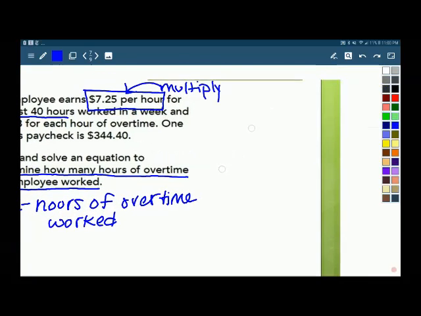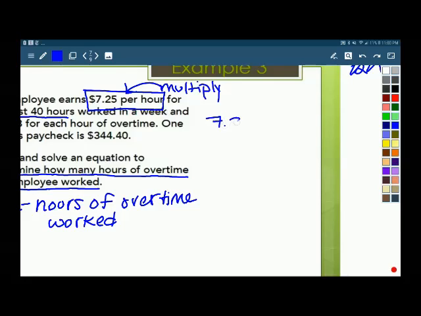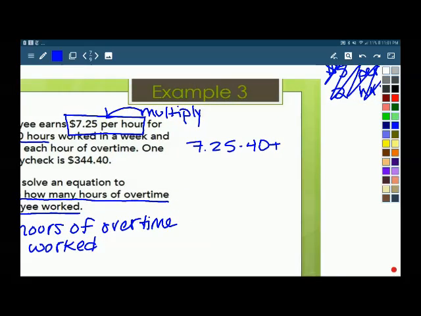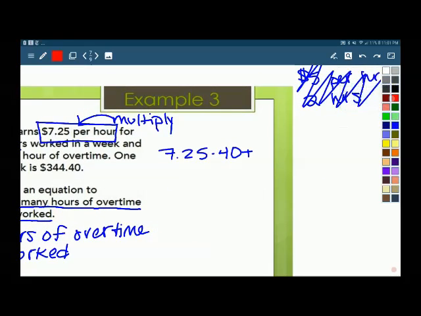Okay, so your first base pay, what you initially earned before overtime, is $7.25 times 40. Then you're going to add your overtime. Okay, so if I want to label what's going on in this equation that I'm creating right now, I'm taking my base pay, that's this piece right here, and I'm adding my overtime, and that's going to equal my total. So I got my base pay plus my overtime pay is equal to my total.